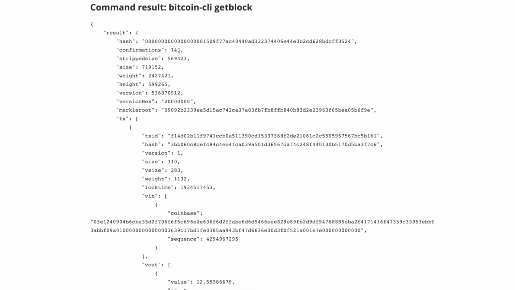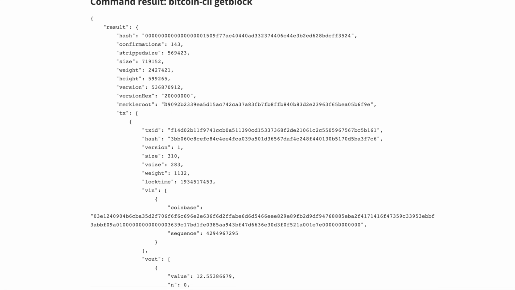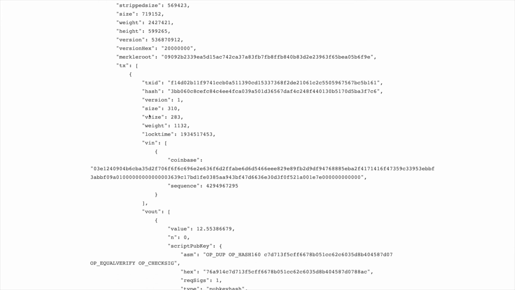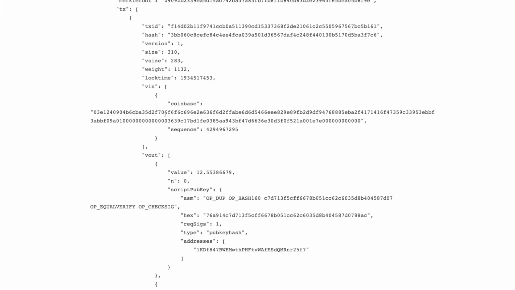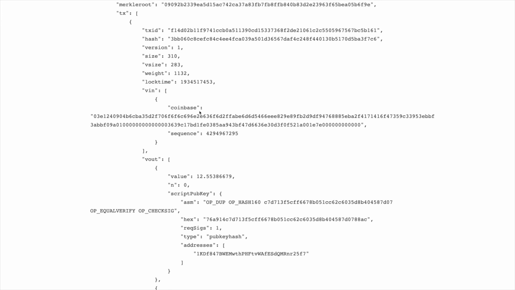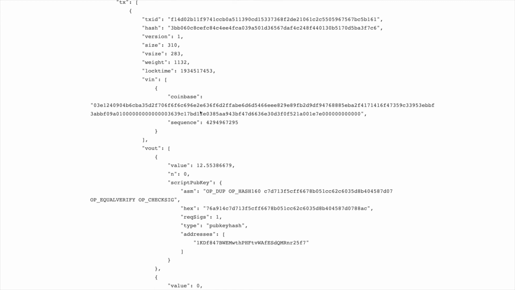So the confirmation is how many blocks are already appended after this block, and the stripped size, version, the Merkle root. So this is actually the hash root of the hash tree of all the transactions. And this lists all the 900-something transactions. So the verification is checking that the first transaction has to be the Coinbase. The Coinbase transaction is the transaction to create the Bitcoin as an incentive to the miner itself.